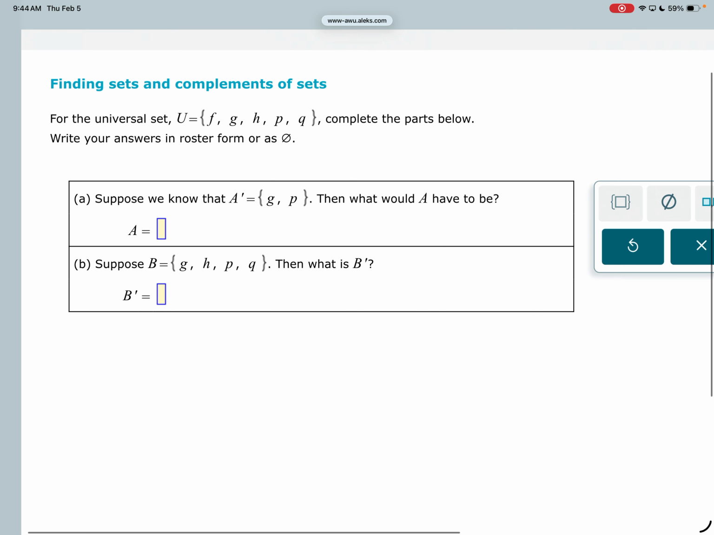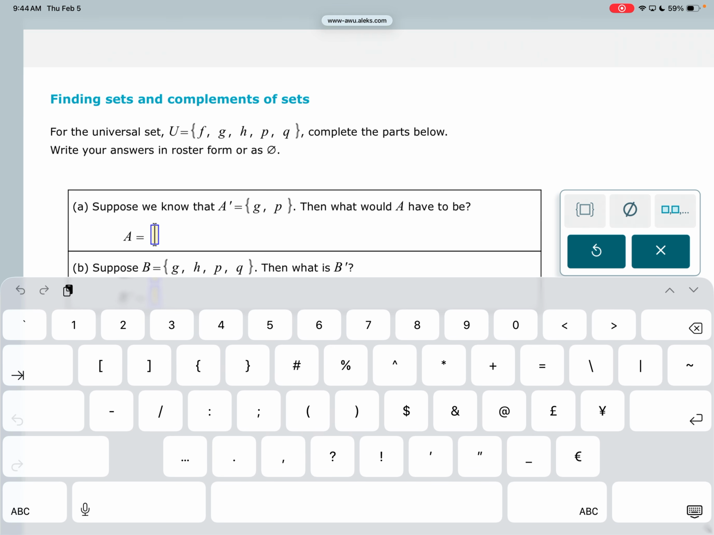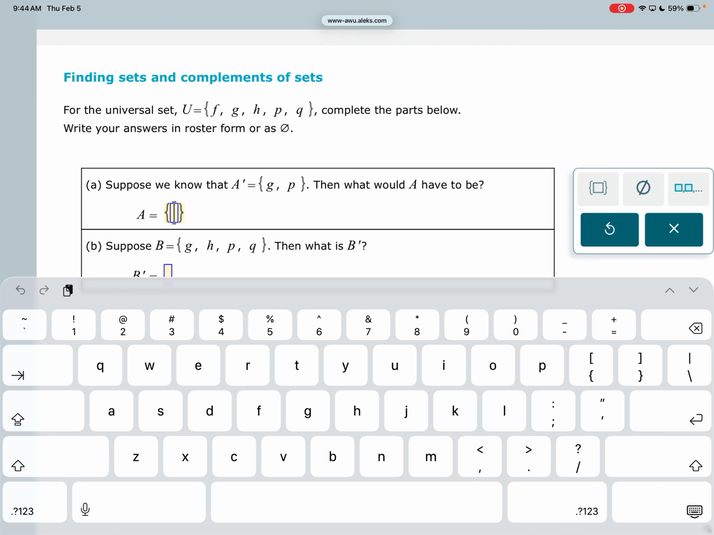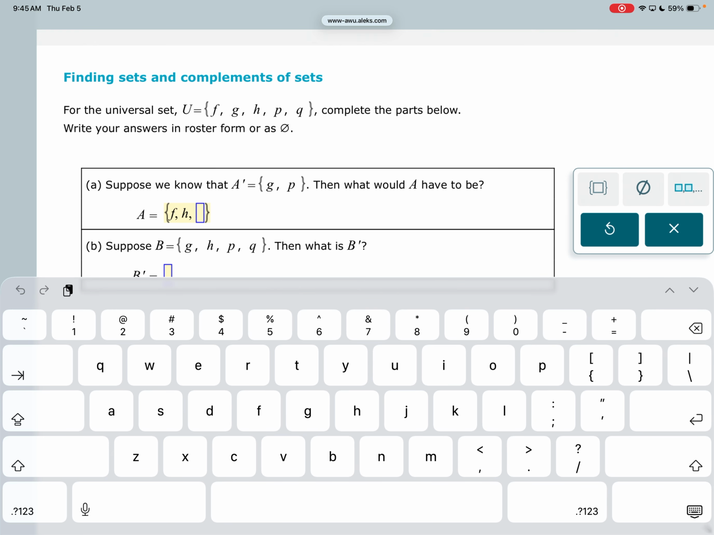All right, so this one is finding the sets of these. The universal is F, G, H, P, Q. This one says, suppose we know that A naught is GP. So again, you're either not in A or you're in A. So if G and P are not in A, that means A has to be F. G's already in there, H, P's already in there, Q, right? So A naught is GP, A has to be FHQ, okay?